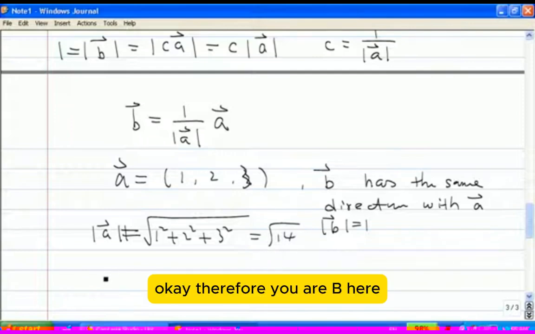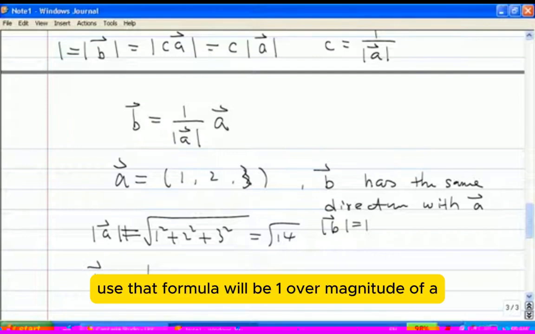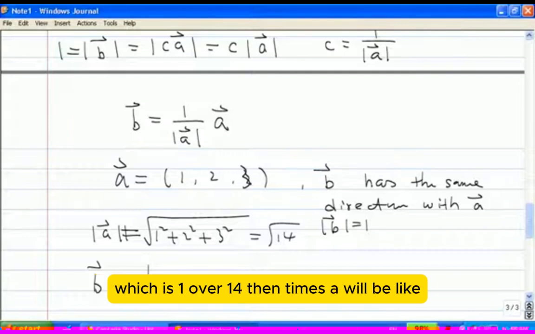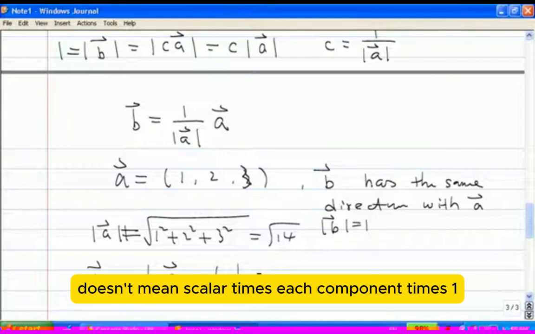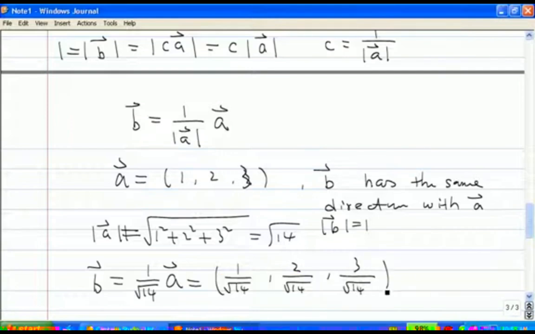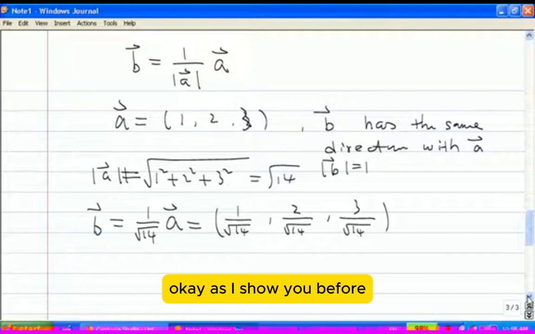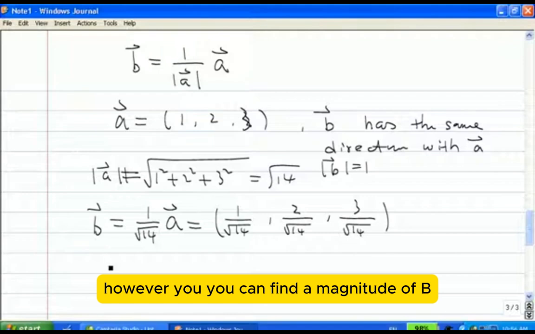Therefore, your B, using that formula, will be 1 over the magnitude of A, which is 1 over the square root of 14, times A. A scalar times a vector means the scalar times each component: times 1, then times 2, then times 3. As I showed you before, a scalar times the vector will not change direction. However, you can find the magnitude of B, and you're going to see that it is 1.